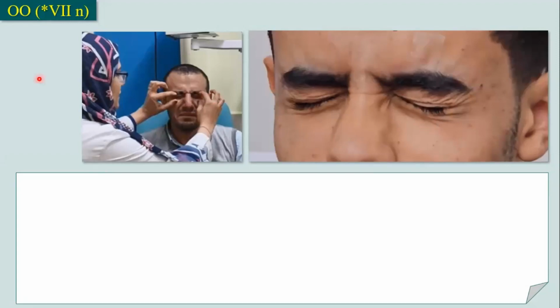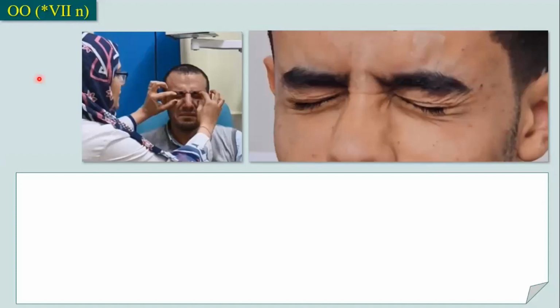Here, by the way, what is the significance of testing the facial nerve in ptosis? What is the importance of testing the facial nerve in cases with ptosis? Number one, as I said just now, with facial nerve palsy, there might be weakness of the orbicularis and lagophthalmos and risk of exposure after ptosis surgery. This is number one.